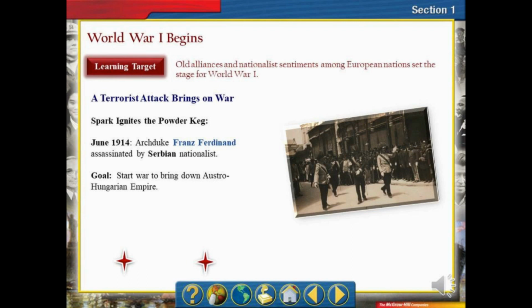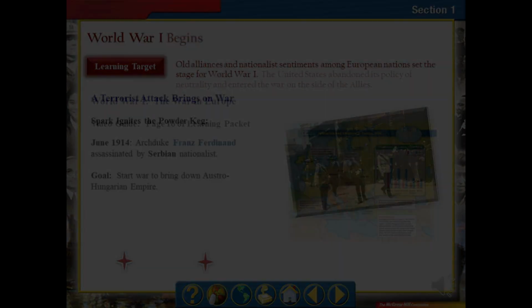So they kind of called the prince the Archduke. So the Archduke was assassinated by a Serbian nationalist. Serbia was being controlled by the Austro-Hungarian Empire. So you had this large empire, and one of the nations they controlled was Serbia. So this Serbian nationalist wanted to start a conflict in hopes that Serbia could gain their independence. So in June of 1914, this Serbian nationalist assassinated the Archduke. And so the whole goal was to start a war to bring down the Austro-Hungarian Empire. And in fact, that did happen.